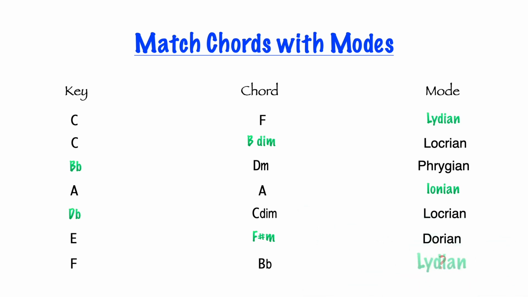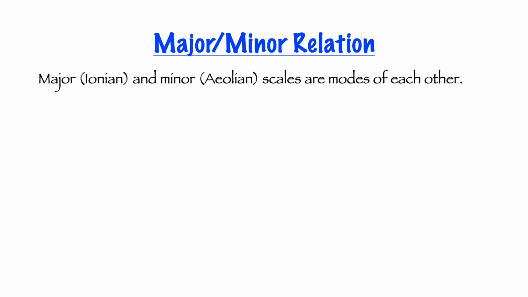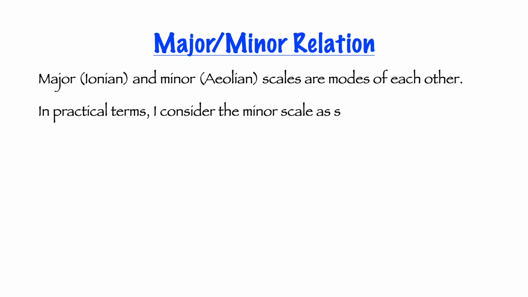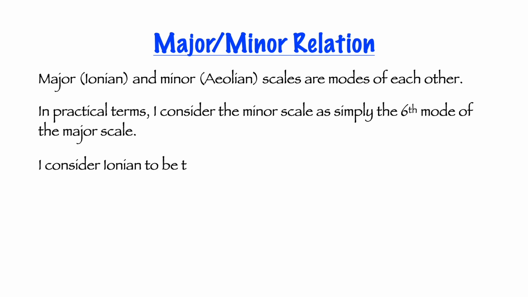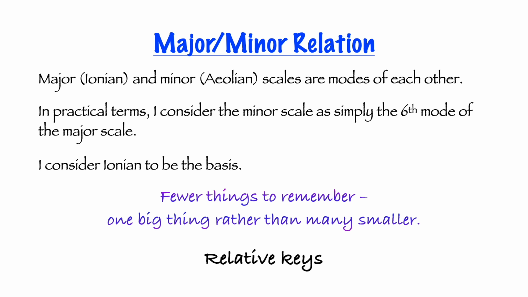As I mentioned before, the major scale we use nowadays equals the Ionian mode, and the minor scale is Aeolian. We can also say the minor scale is simply the sixth mode of a major scale. When we learn modes as well as other topics in music theory, it's always easier to remember one big thing rather than many smaller ones. Just consider Ionian to be the basis, then we can get all modes in all keys.